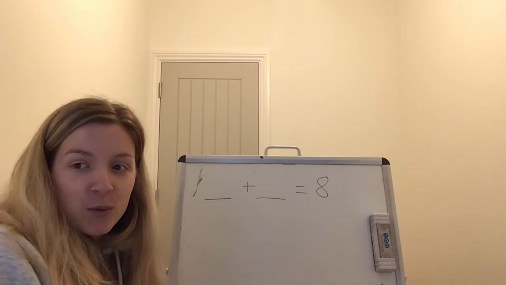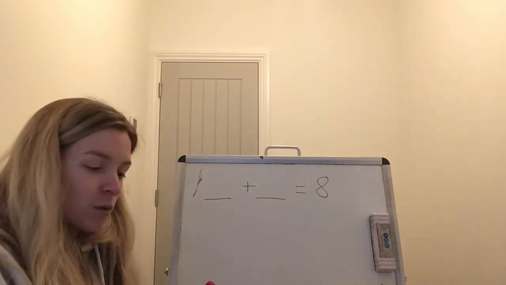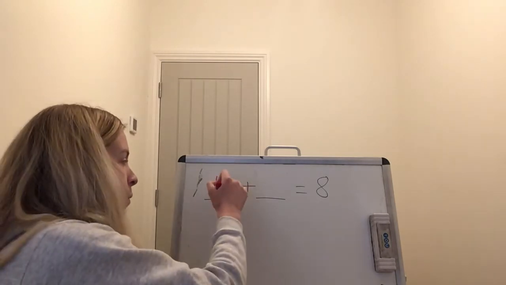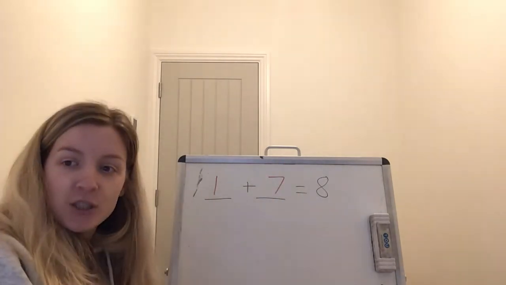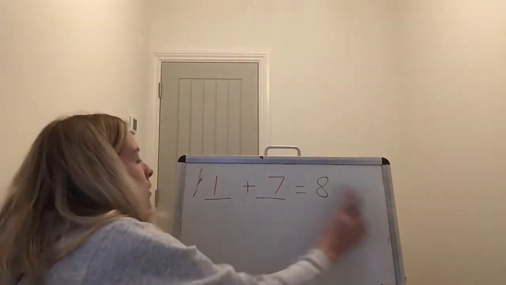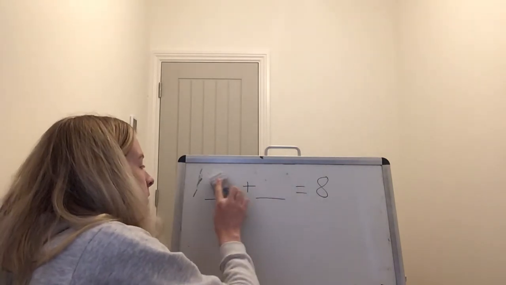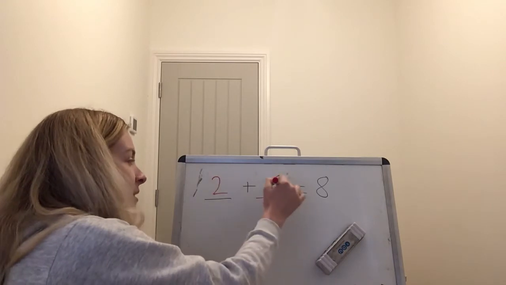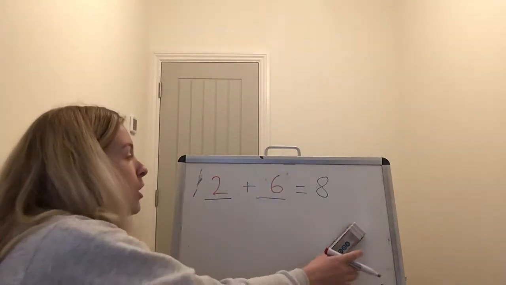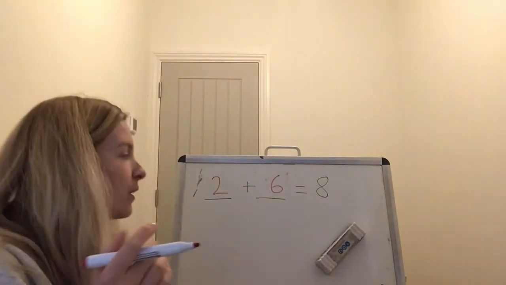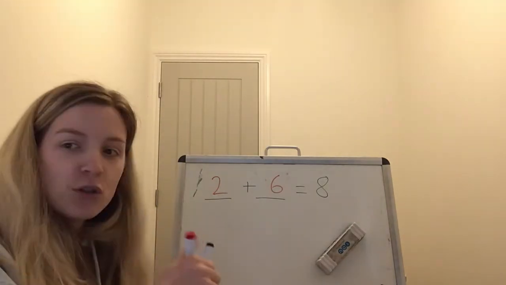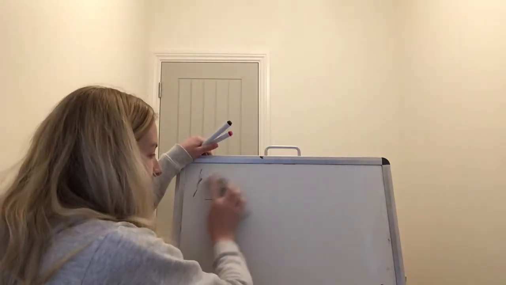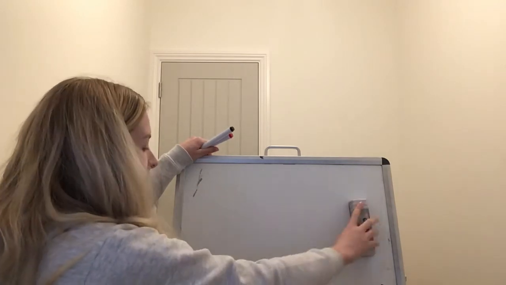Okay, all set? So this is similar to what we've done before. You might have found 1 and 7. Did you get that one? You also might have found 2 and 6, or 6 and 2. You might have found 3 and 5, or 4 and 4. There are so many possibilities, and I'm sure you're going to be excellent at that.